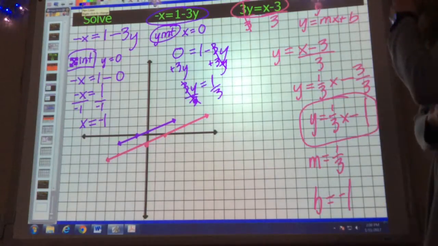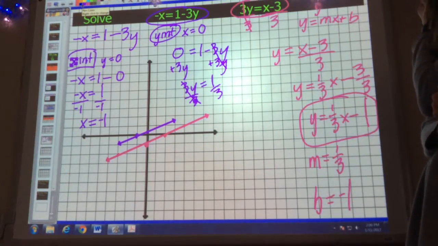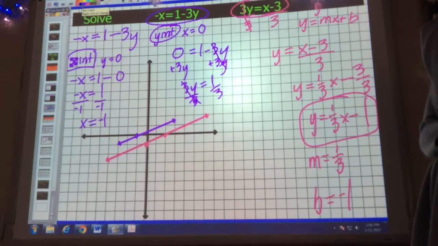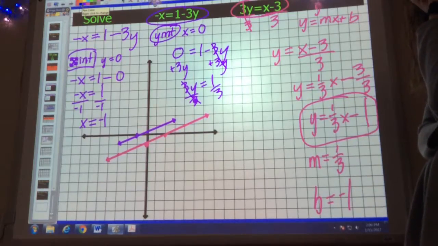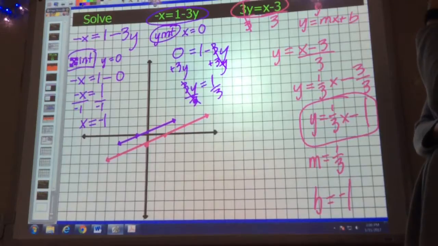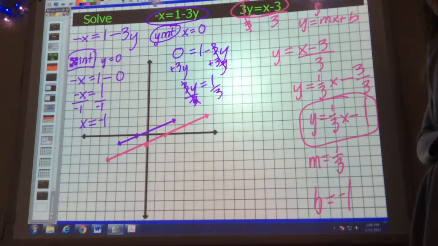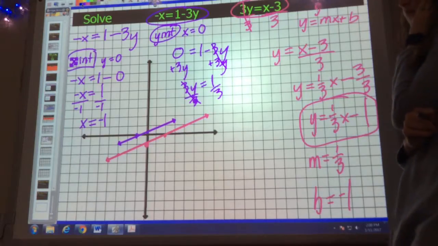What do you notice about these two lines? This is kind of weird. What do you notice about these two lines? That's called the parallel line.